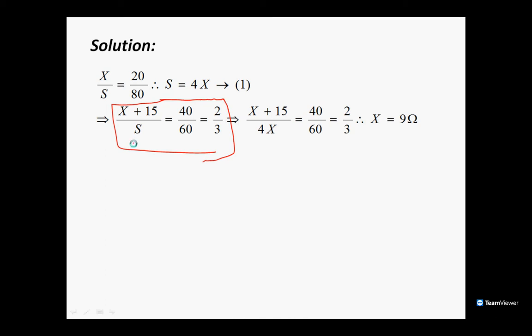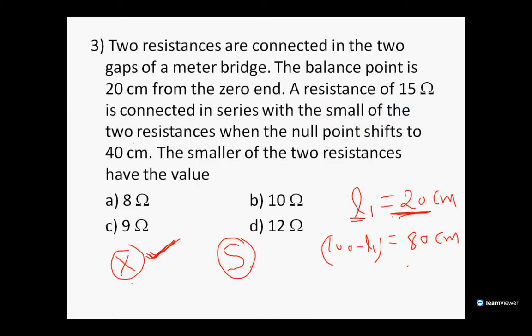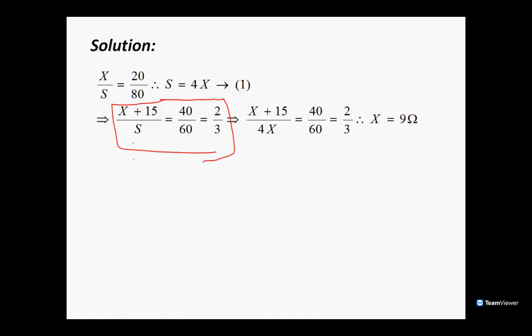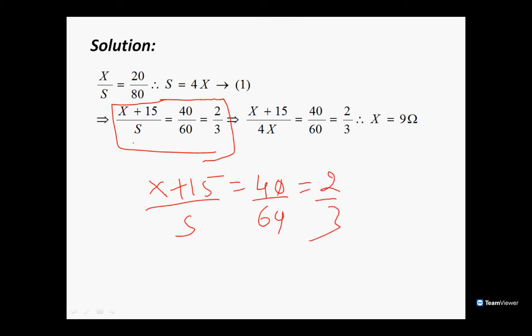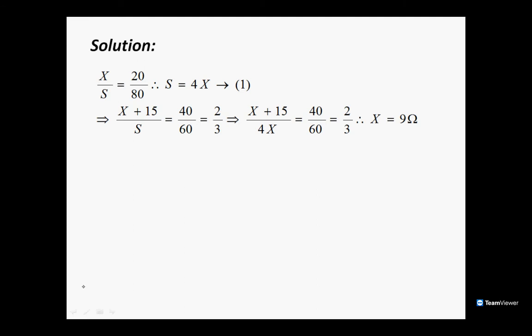I have not altered S. S is not altered. At the time, the new balancing length is how much? 40 centimeter. So X plus 15 divided by S equals 40 divided by 60. This cancels. What you are getting here is 2 by 3. Now, this is 2 by 3, and then simplified. Cross multiplication you have to do here.